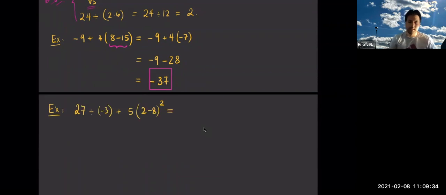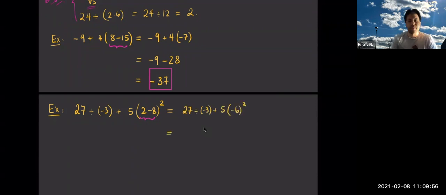What if I have something like this? What should I do first? What could I do first? 2 minus 8, okay, parentheses, that's right. These are my parentheses here. So this will be what? What's 2 minus 8? -6. So we got 27 divided by -3 plus 5 multiplied by -6 squared.